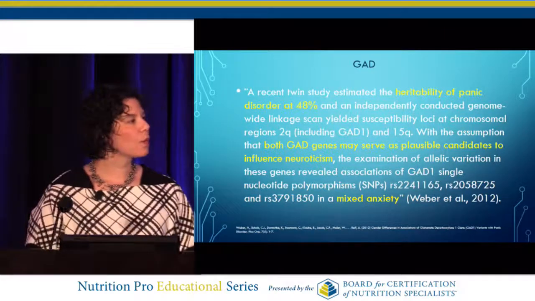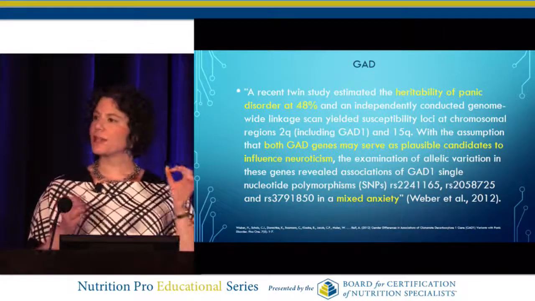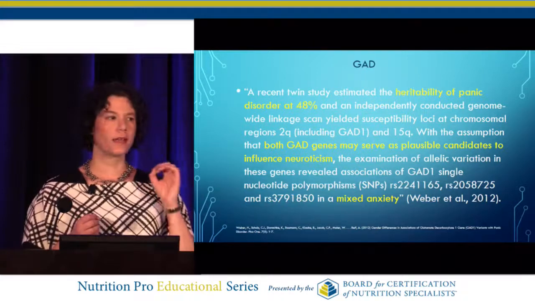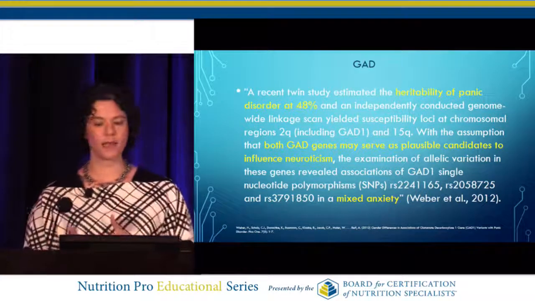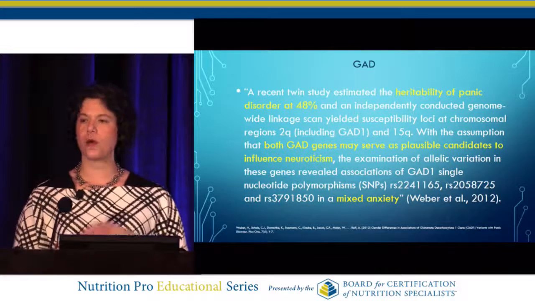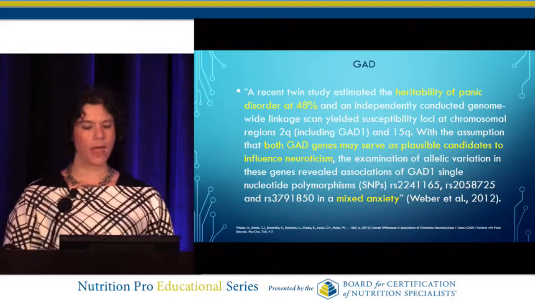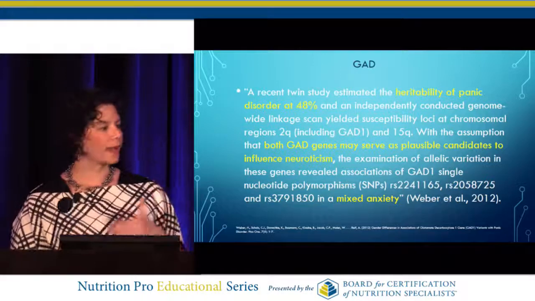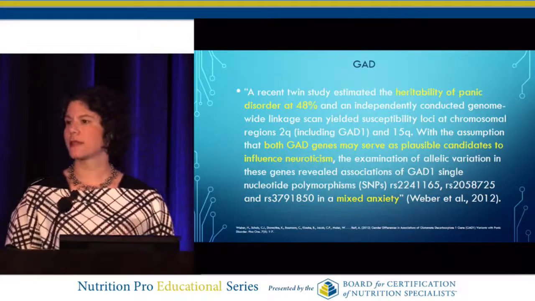So what's the takeaway? What's going to happen? Well, we see even in twin studies that there is a genetic component to anxiety. It's about a 48% linkage to heritability of panic disorder. And it really can explain why GAD is linked to both neuroticism and mixed anxiety type.